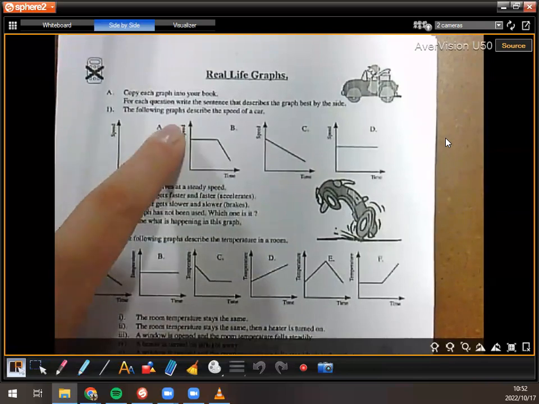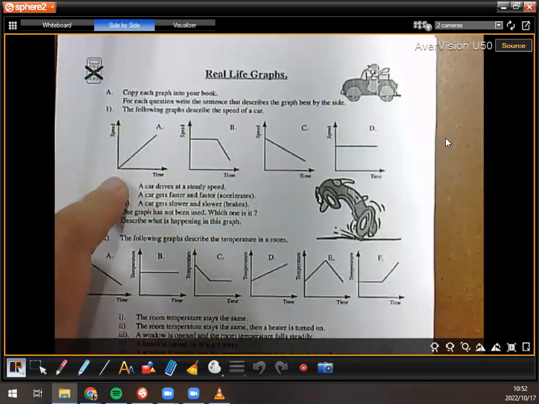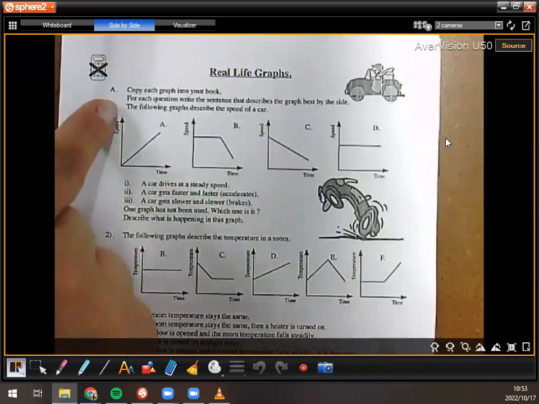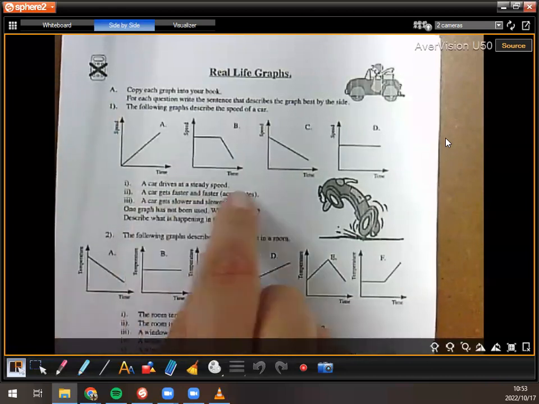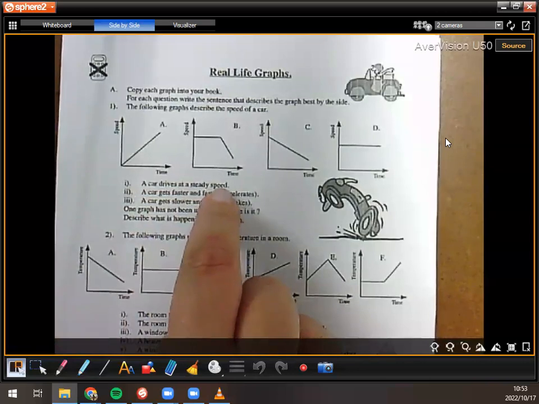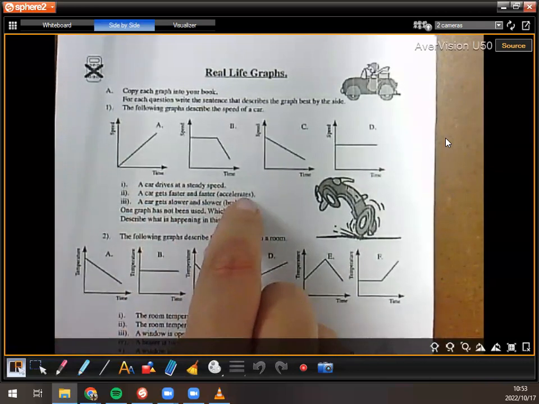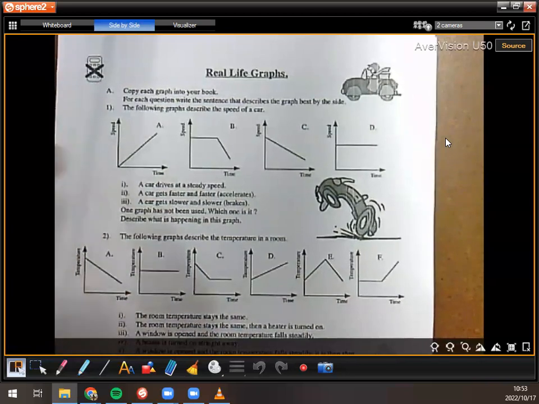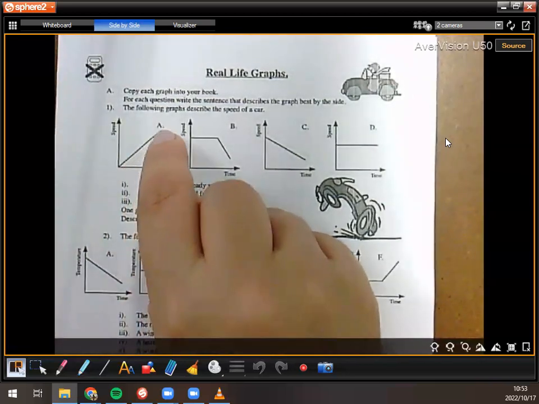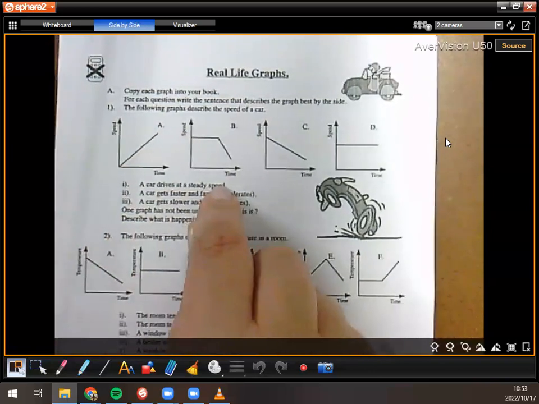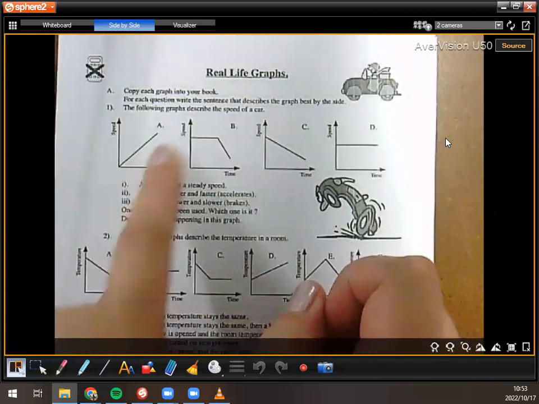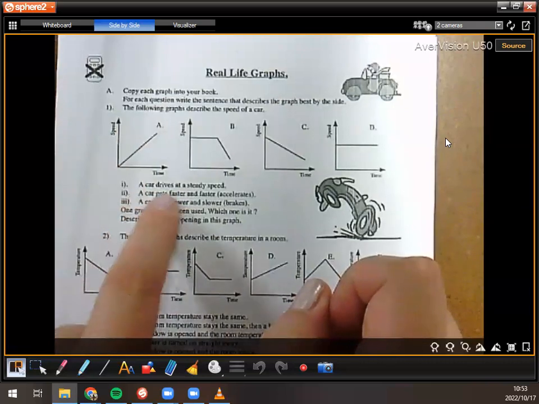Now guys, let's just look at what's happening here. Do we see that it's going up, right? Time and speed. When I look at this, I'm saying as time is passing or increasing, the speed is also increasing. What do we think, guys? A car drives at a steady speed. A car gets faster and faster, so the car is accelerating. Or a car gets slower and slower, so the car is braking. What's actually happening to the speed? It's going up, okay? So is that a steady speed? If the speed is increasing, that means that the car gets faster and faster. So for 1A, I would write a car gets faster and faster.